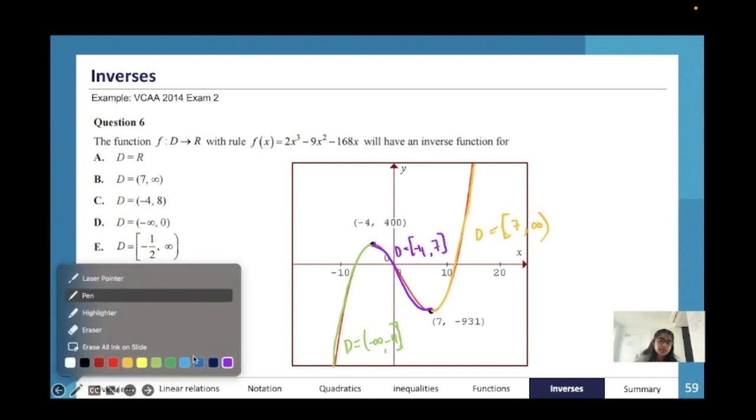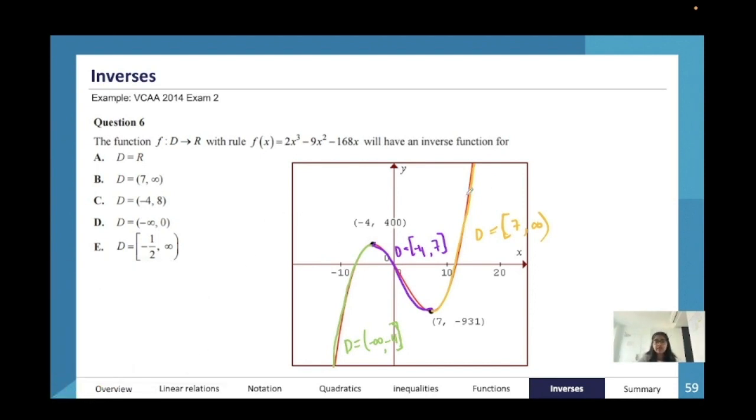Okay, the reason that I'm splitting the graph like this is because it will only have an inverse function if it's 1-to-1. So remember 1-to-1, when you draw a vertical line, should only intersect once. When you draw a horizontal line, should only intersect once. So that's the point of a 1-to-1 function.